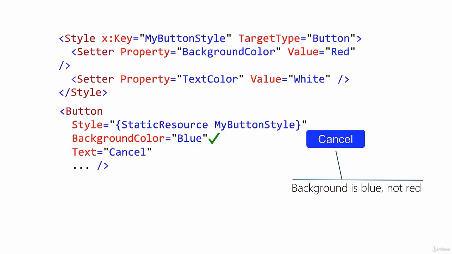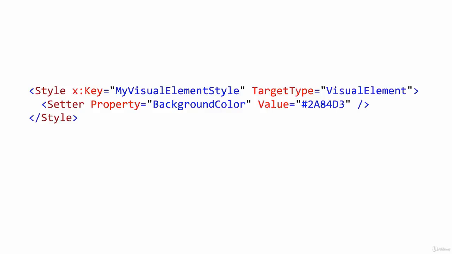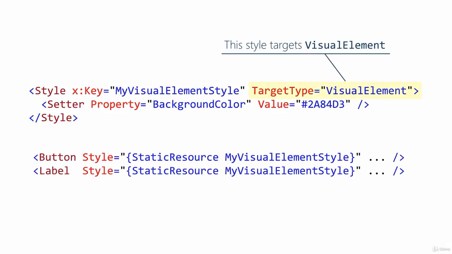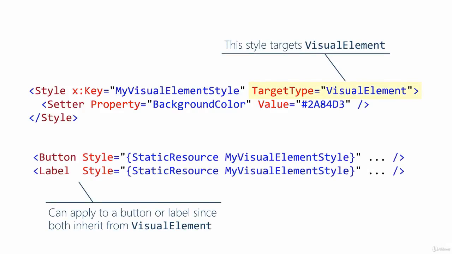A style can target a base type of the object to which it is applied. You can write a style that targets a base class. The style can be applied to any of the derived types. For example, here we apply the same style to both a button and a label. Note that this is a different rule than implicit styles. With implicit styles, the types must match exactly. That's not true here since we are using explicit application of the style.